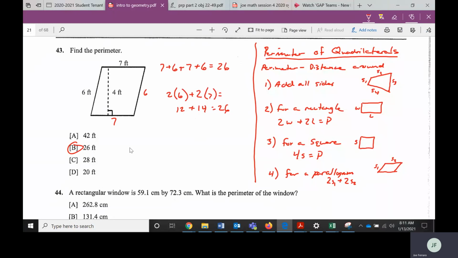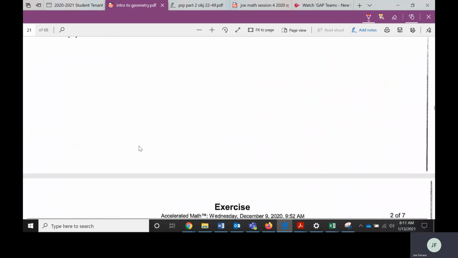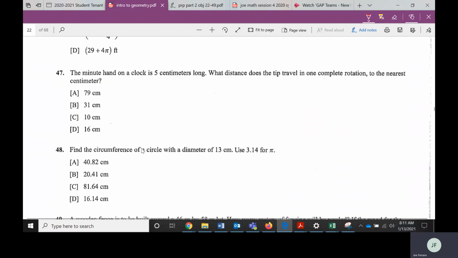Like I said, we're going to skip around a little bit. So if we turn the page, I'm not going to do.